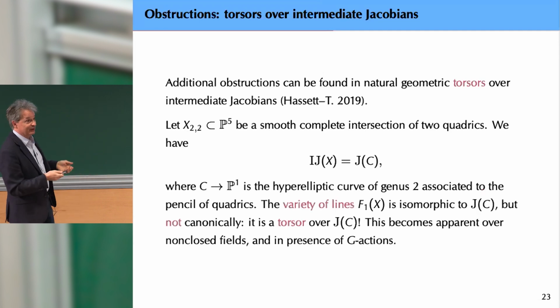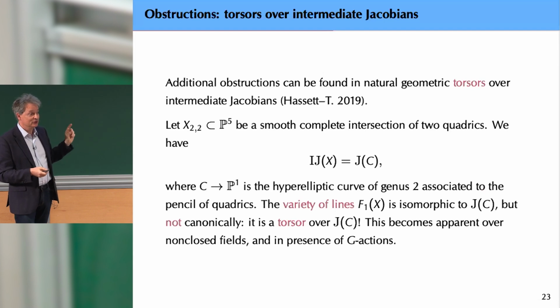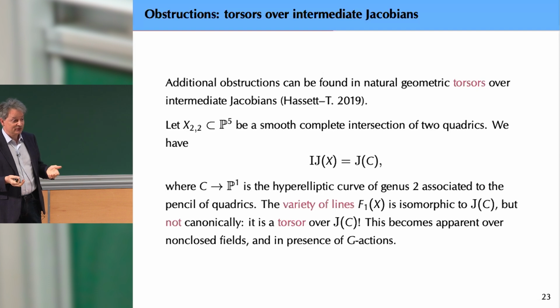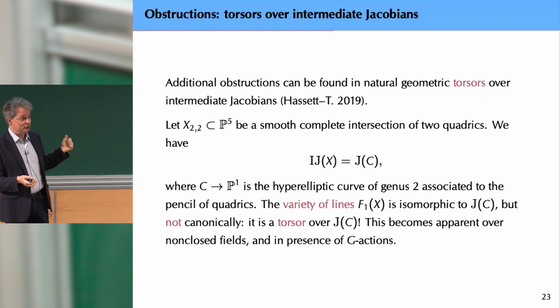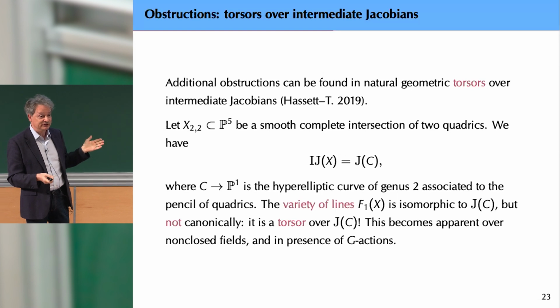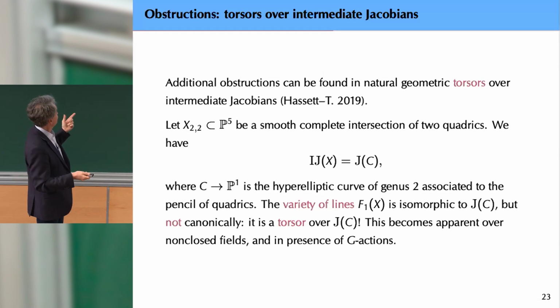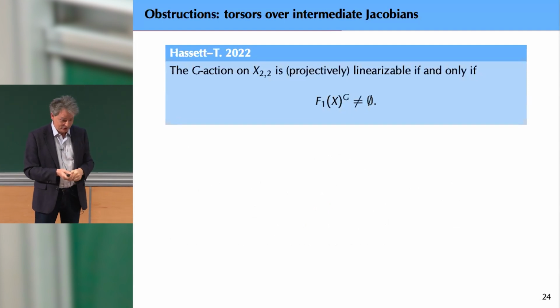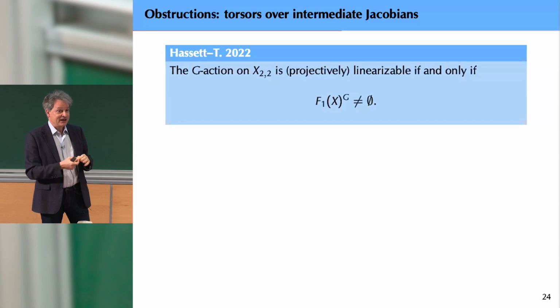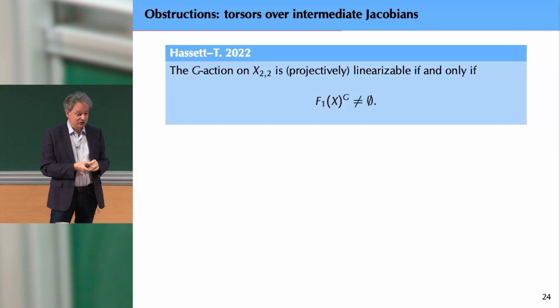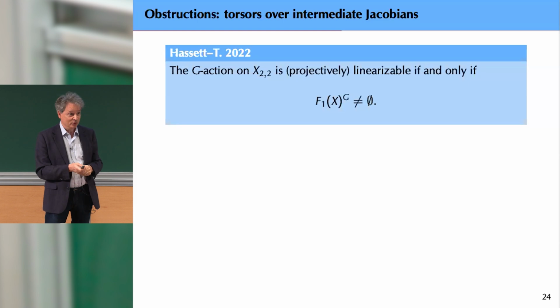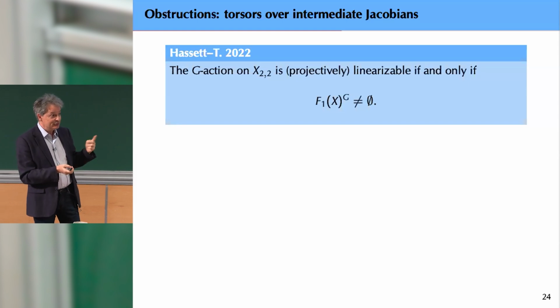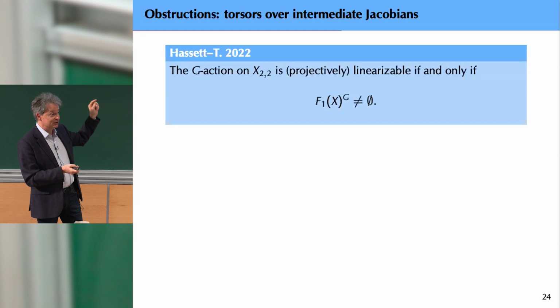Now, what happens here is that the variety of lines on this threefold, over the complex numbers, of course, is exactly the Jacobian of that curve. But over a non-closed field, and in the presence of G actions, it's not. It's a torsor over the intermediate Jacobian. And that torsor abstraction translates into the following. It's a theorem joint with Brendan Hassett that any G action on a smooth intersection of two quadrics in P5 is linearizable if and only if that torsor splits. In other words, you have a fixed point on the variety of lines.